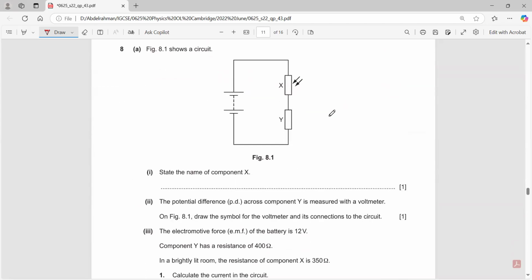Figure 8.1 shows a circuit. State the name of component X. X is an LDR, or light dependent resistor. The potential difference across component Y is measured with a voltmeter. On figure 8.1, draw the symbol for the voltmeter and its connections to the circuit. Can I draw a voltmeter across component Y, which is a fixed resistor? A voltmeter across component Y.